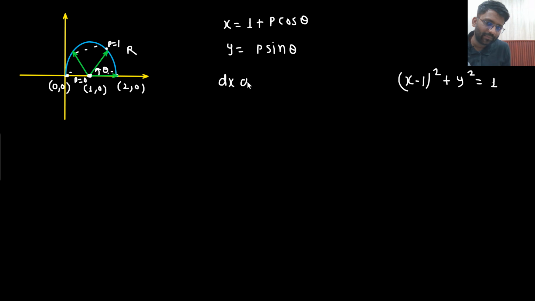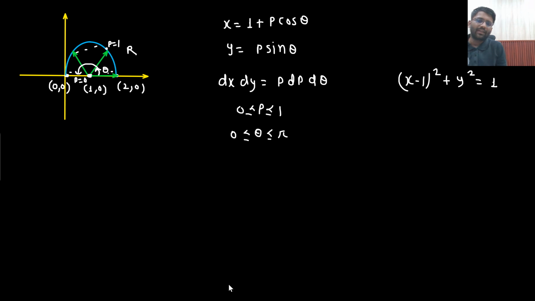And dx dy would become, in the direction of p I will work dp, and in the direction of theta I will work p d theta. So p dp d theta. So from where to where will p go? P will go from 0 to 1. And from where to where would theta go? Theta would have to work this much. So theta would go from 0 to pi, right? So then it will cover the whole circle. So theta would go from 0 to pi, p will go from 0 to 1, right?